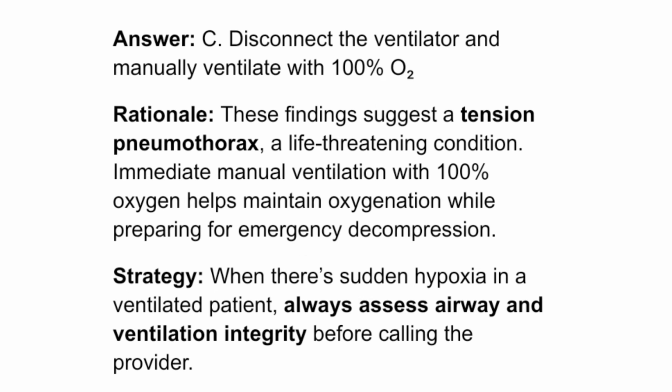Answer: C. Disconnect the ventilator and manually ventilate with 100% O2. Rationale: these findings suggest a tension pneumothorax, a life-threatening condition. Immediate manual ventilation with 100% oxygen helps maintain oxygenation while preparing for emergency decompression. Strategy: when there's sudden hypoxia in a ventilated patient, always assess airway and ventilation integrity before calling the provider.